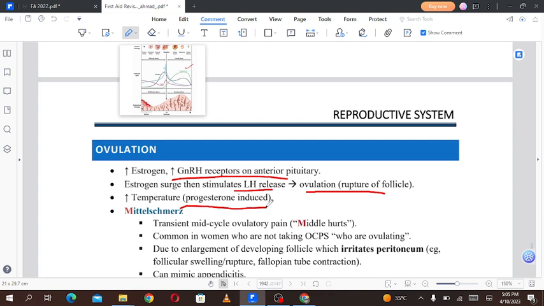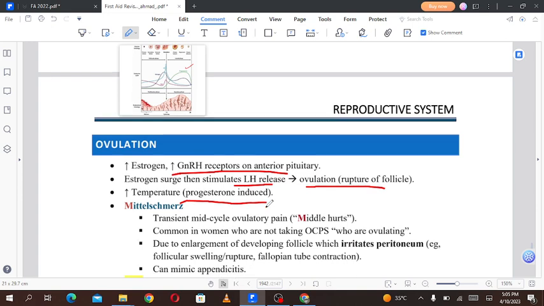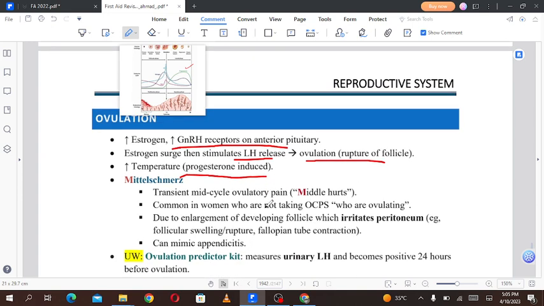If she wants to conceive, she must have intercourse in that particular time, and if she does not want to conceive, she must wait for at least 2 to 4 days after that rise in the body temperature, so that the ovum dies out, and then it is safe to have sexual activity. Then what is that? Mittelschmerz.